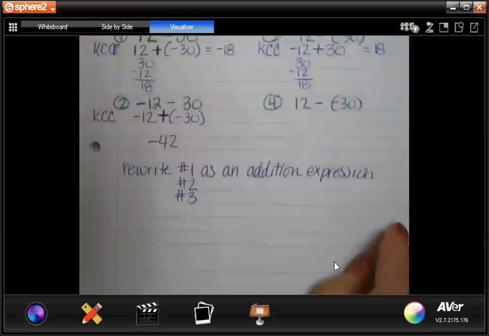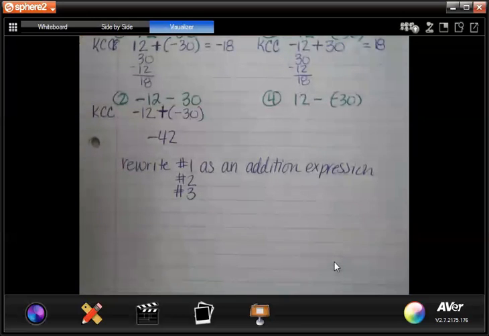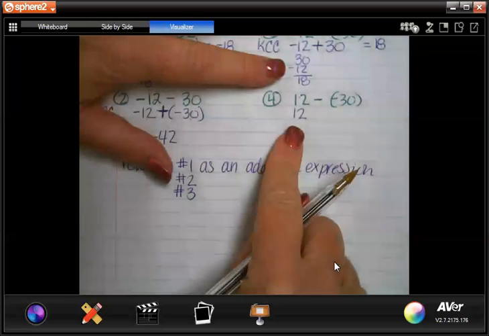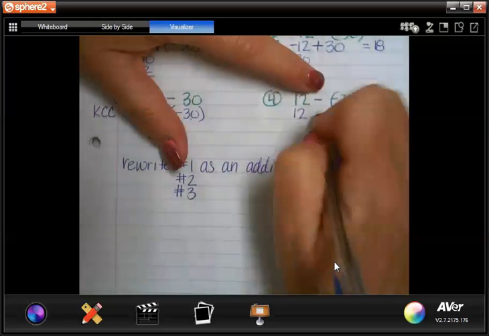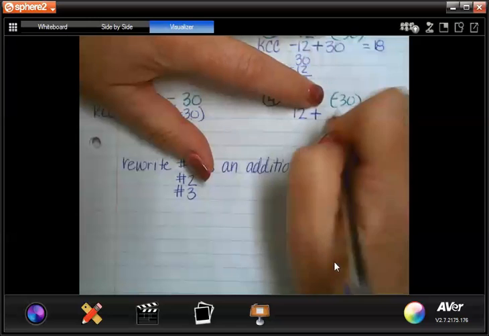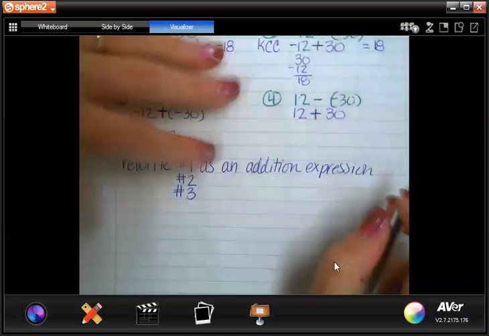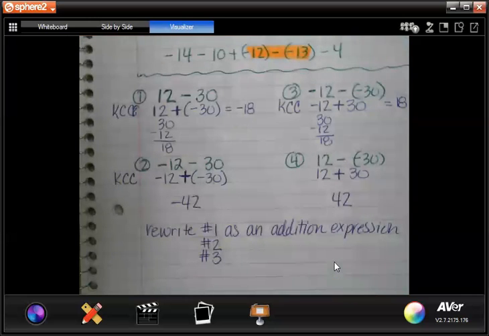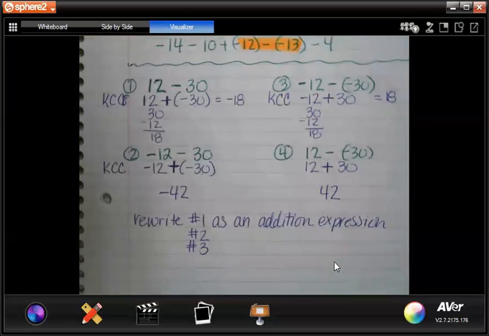Okay? And last but certainly not least, I'm going to just go through this right now. Keep the first number the same. Change subtraction to addition. Change the negative 30 into its opposite, positive 30. And now look what I get, positive 42. All right, so that is how we don't really subtract in this class. Every time you come across a problem, you're going to change it to addition.